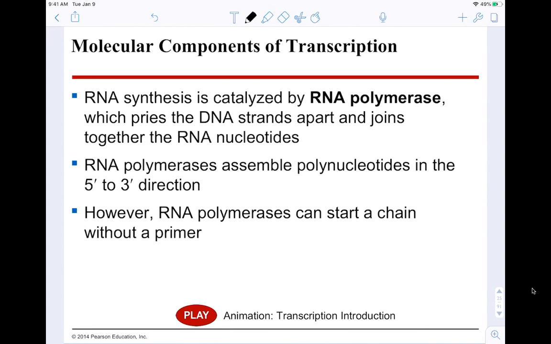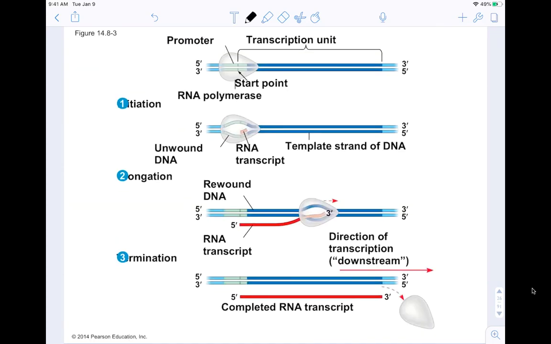RNA synthesis is catalyzed by RNA polymerase, which pries the DNA strands apart and joins together the RNA nucleotides. So you've opened up the double helix of DNA, and now you are copying one of the template strands onto your mRNA code. RNA polymerases assemble polynucleotides in the 5' to 3' direction. However, RNA polymerases can start a chain without a primer. Here's what this looks like.